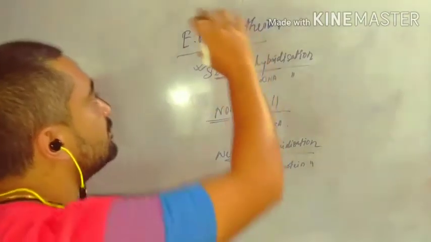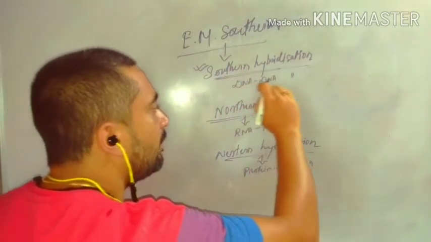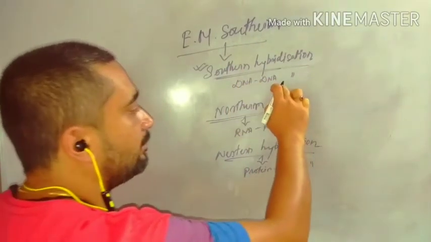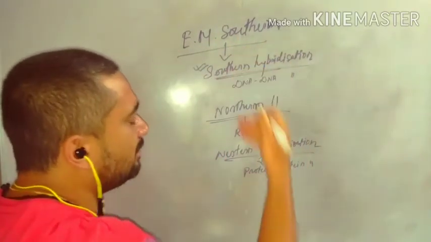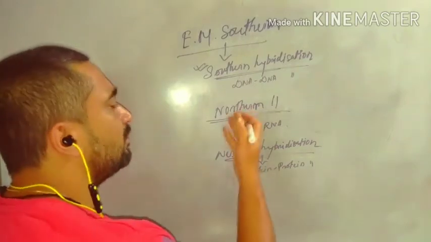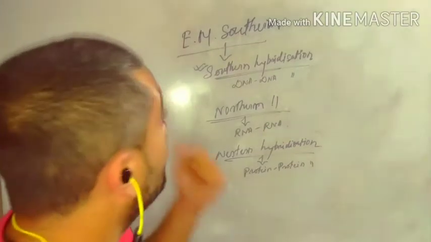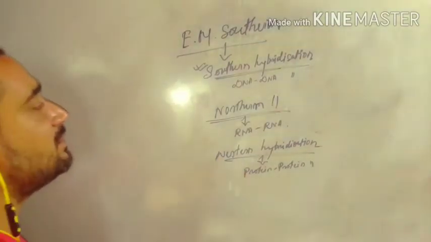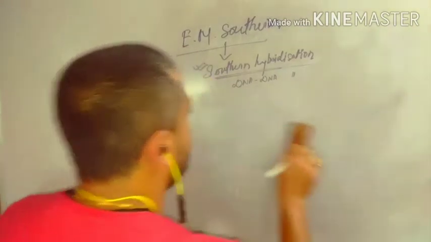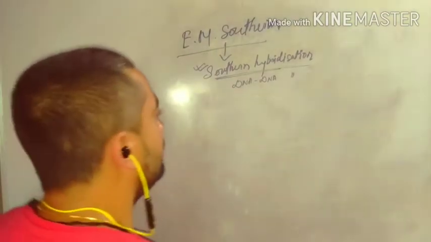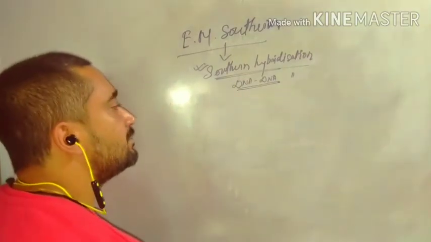All this process started with this person, E.M. Southern. He first discovered DNA hybridization. Then we named the technique after him, that is Southern hybridization, and we continue with the following, like Northern for RNA, Western for protein. That's all. Now let us see what is done in Southern hybridization. As I told you already, it is a technique by which DNA hybridization is formed.